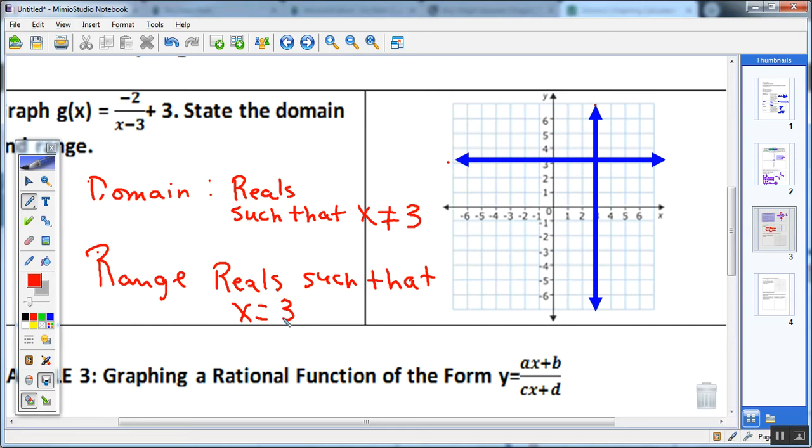Would it be y? Oh, yep, good catch. Thank you. Y cannot equal 3. Very good. Nice job. Thanks for saving me again. How you feel about that, kids? You understand how to move the asymptotes away from the x and y axis?